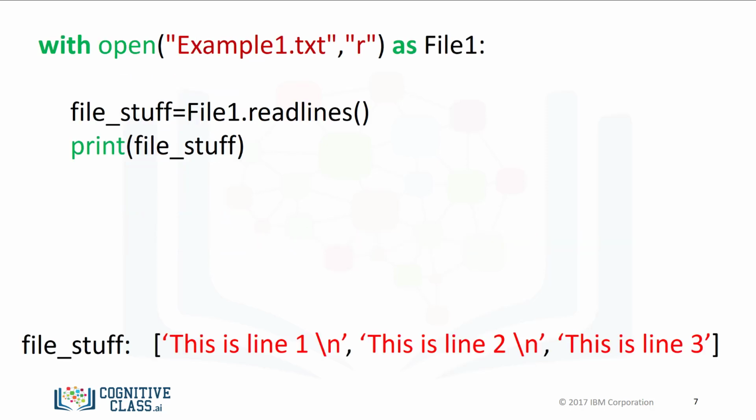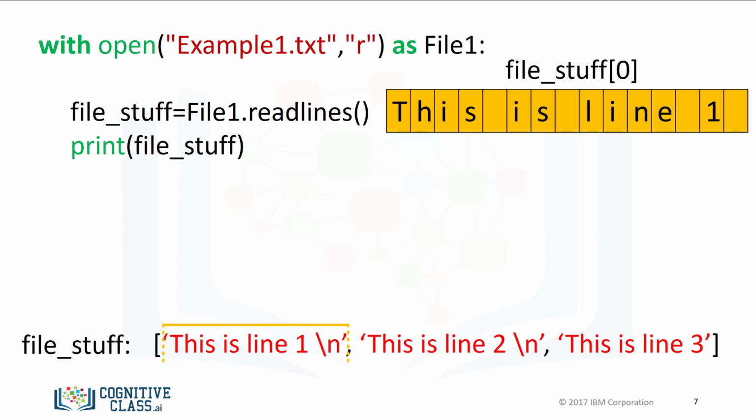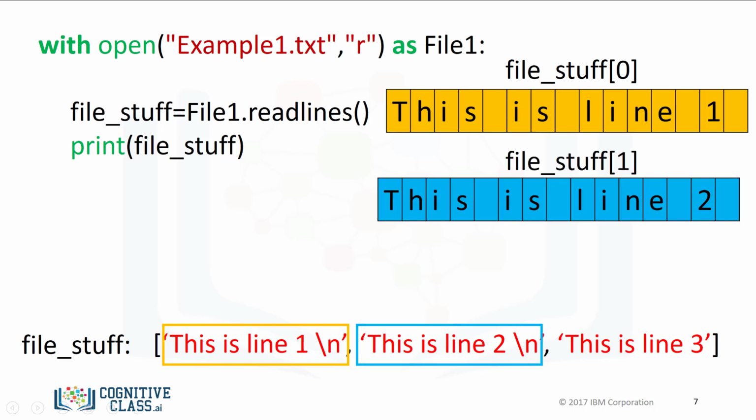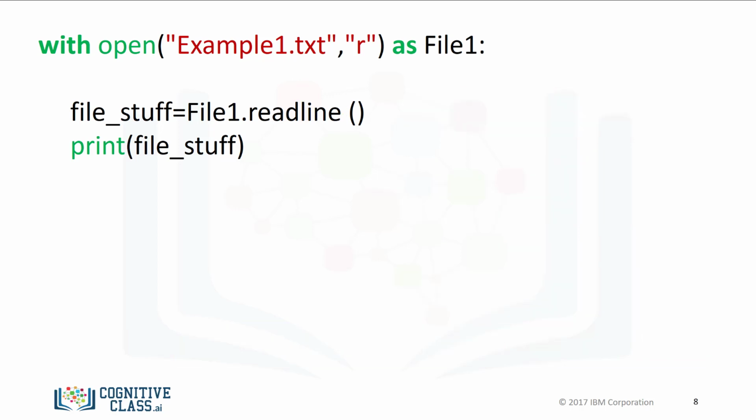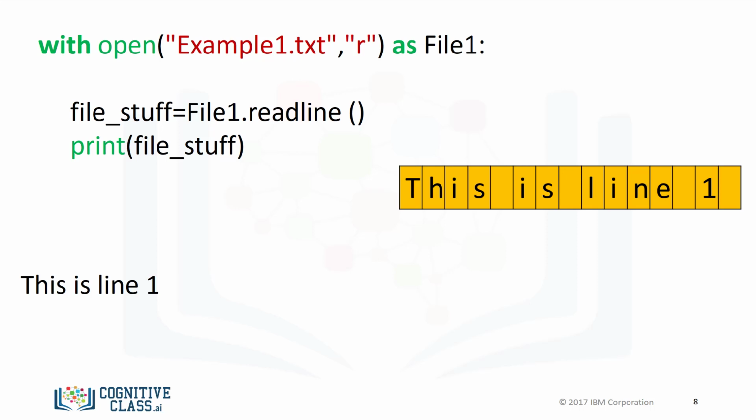We can output every line as an element in a list using the method readlines. The first line corresponds to the first element in the list. The second line corresponds to the second element in the list, and so on. We can use the method readline to read the first line of the file. If we run this command, it will store the first line in the variable file_stuff, then print the first line.